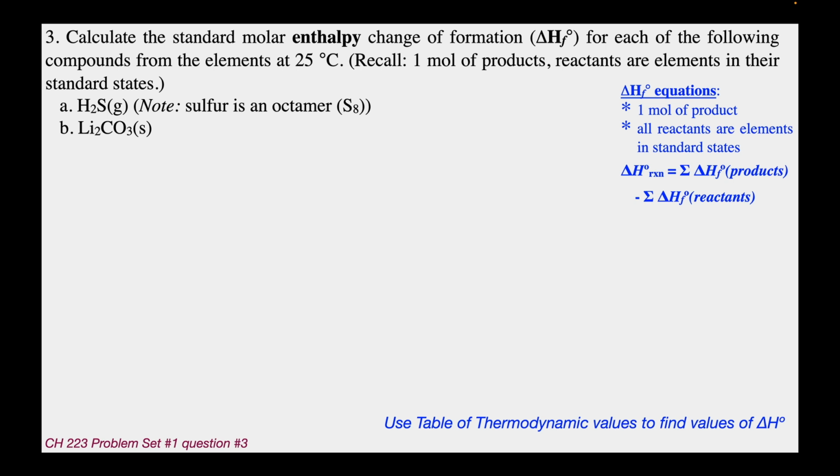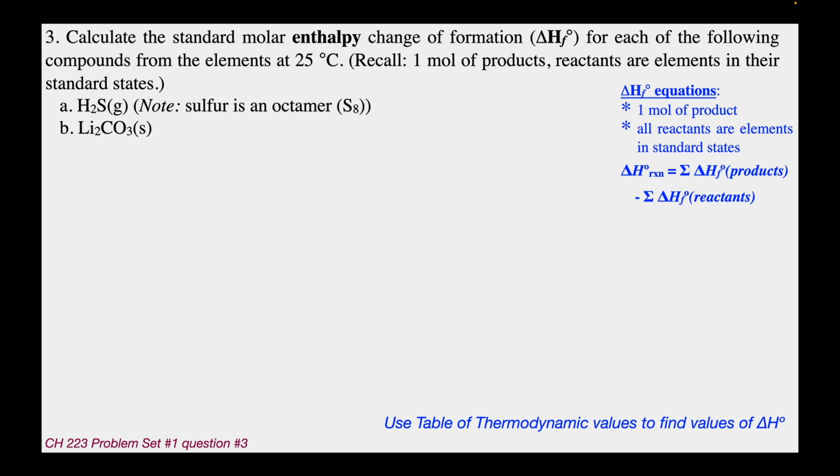H2S will be our product, and we're only going to have 1 mole of product. And then the reactants will be the elements in their standard states. So the elements for H2S would be H2, because hydrogen is a diatomic. Hydrogen's one of them, so we listed H2. Now, sulfur, on the other hand, is an octamer. Sulfur is listed as S8.